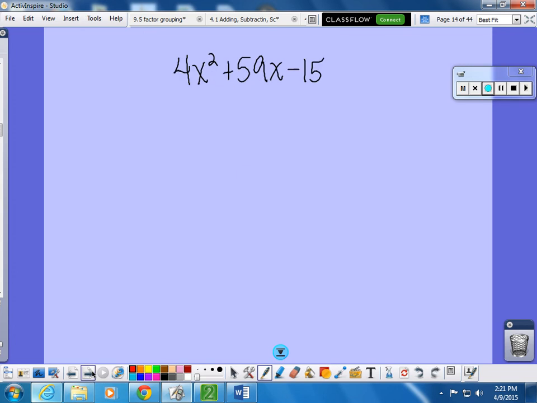Does that rule apply to this? Compared to 4 and 15, 59 is pretty large. And so would I want to use numbers that are close together or further apart? Further apart. All right, let's look at the factors of 15. Let's look at the factors of 4.